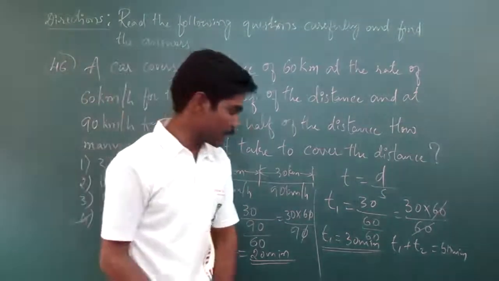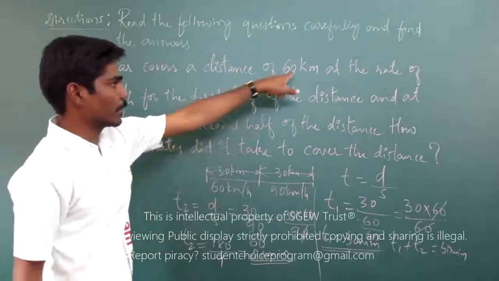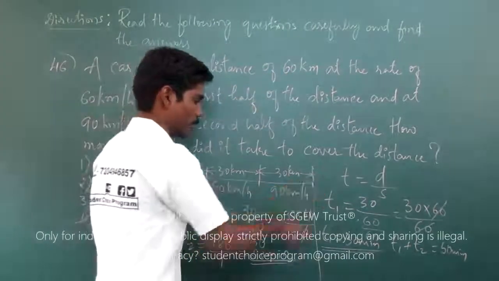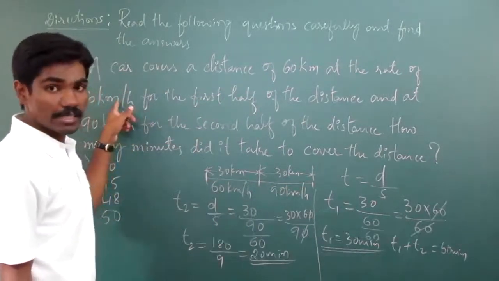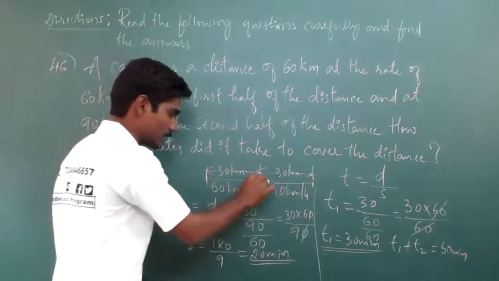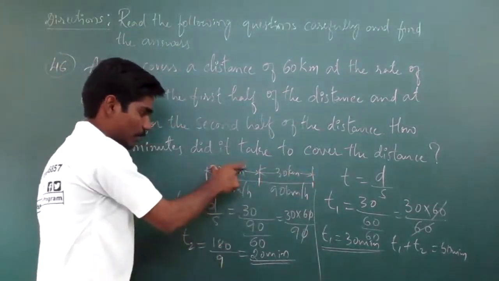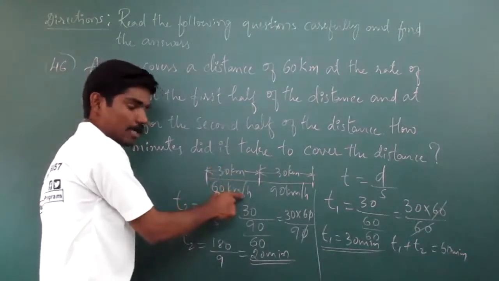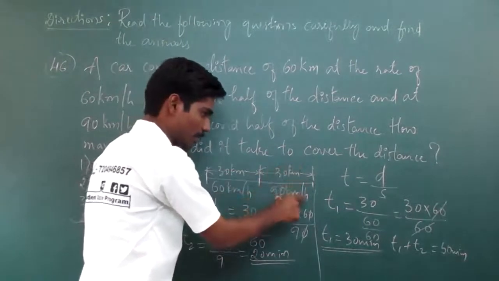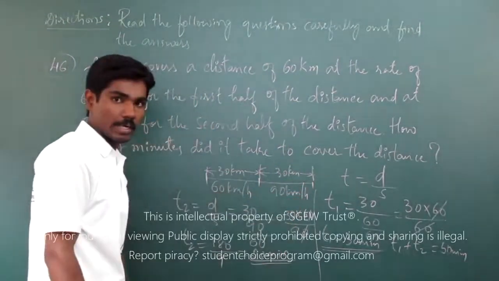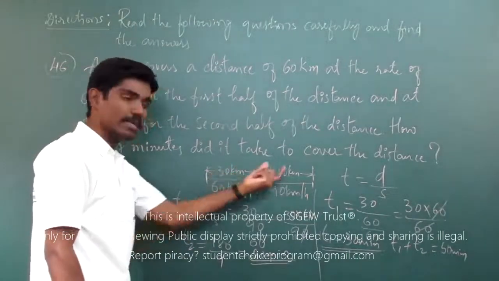Okay friends, let me cover this once again. First what we are doing? We are covering 60 km, that I have considered 60 km. Now, in the first half, I am covering the distance at a rate of 60 km per hour. That means I will divide the distance into two halves as 30 km, 30 km. In the first half, I am covering at a rate of 60 km per hour. And in the second half, I am covering the 30 km at the rate of 90 km per hour. Now, what I need to calculate? I need to calculate what time I require to cover the first half and the second half.